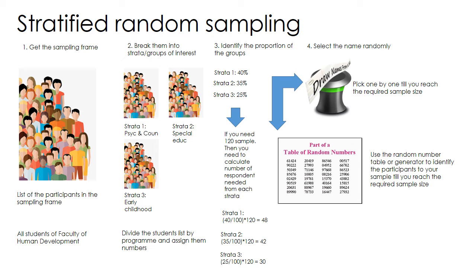And then once I know that I need to have 48, 42 and 30 students, what I'm going to do is select the names randomly from each of the strata. Again, the random selection can be drawing out the names from a box or from a hat, or you can also use the table of random numbers. So basically at step 4, we are repeating the simple random sampling.